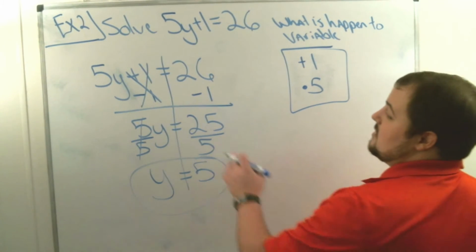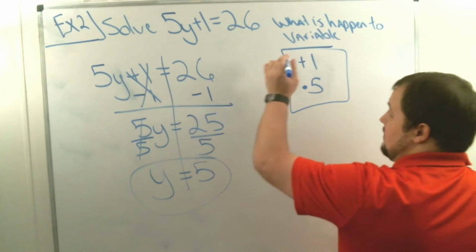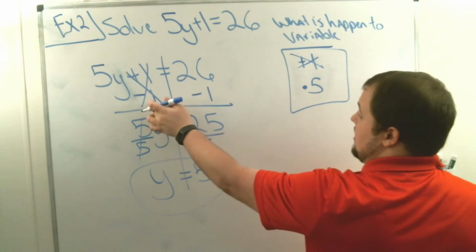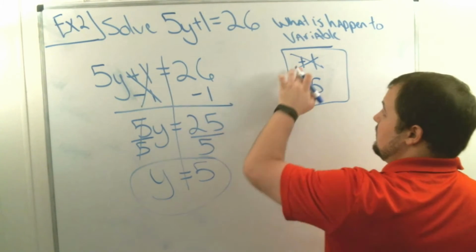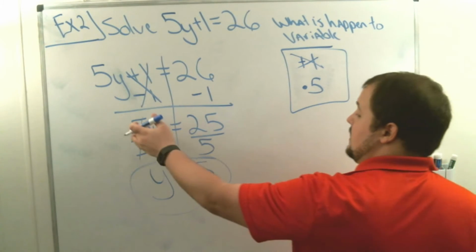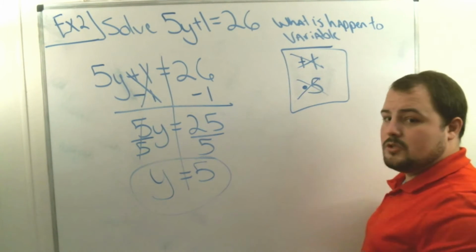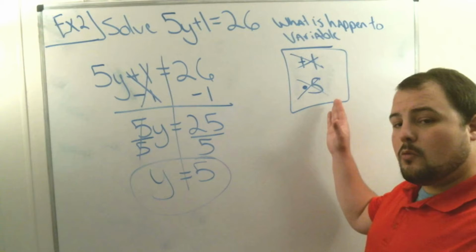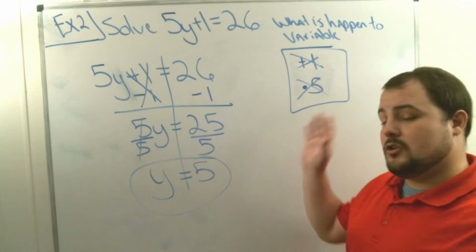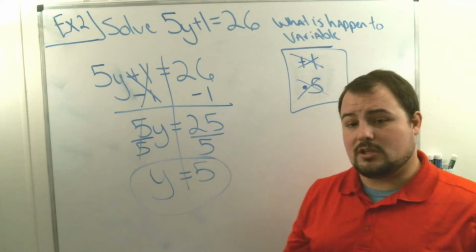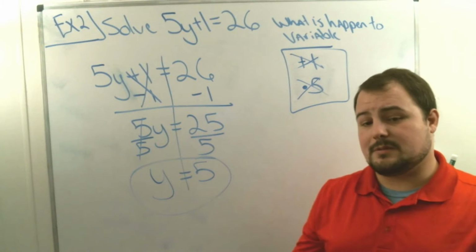Now, notice what we did. The first thing we did was get rid of adding 1 by subtracting 1. So we subtract 1, subtract 1. So this is gone. We get rid of times 5 by dividing by 5. And this ends up going away too. So if you know what's happening to your variable and you get rid of those, you'll get your solution. And that's how we're going to approach these types of problems.